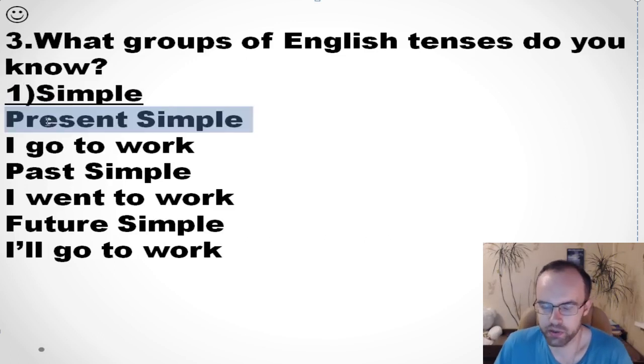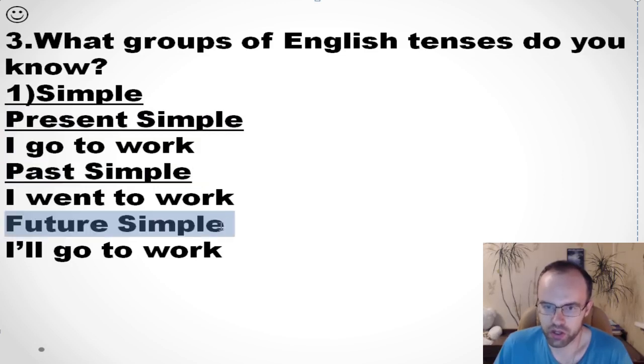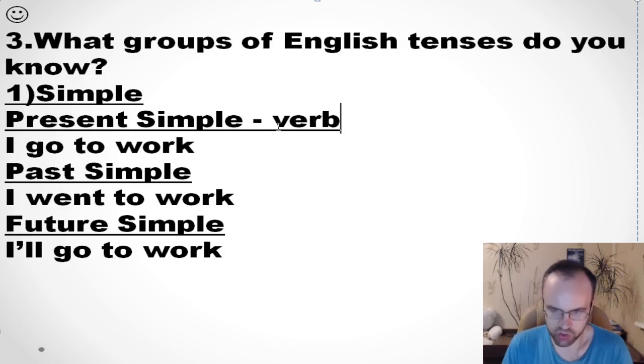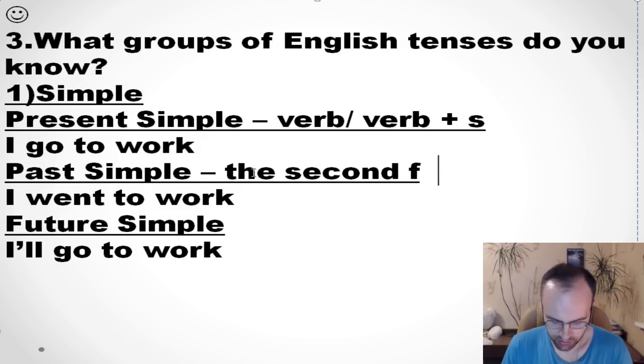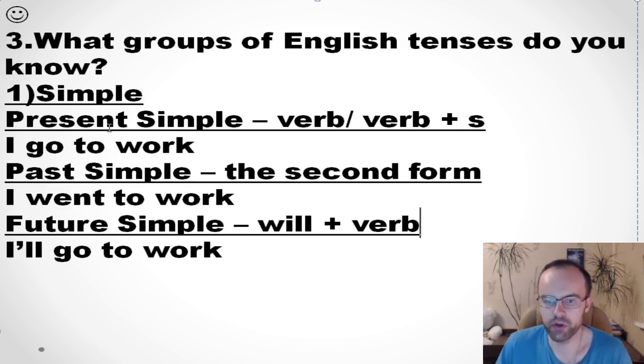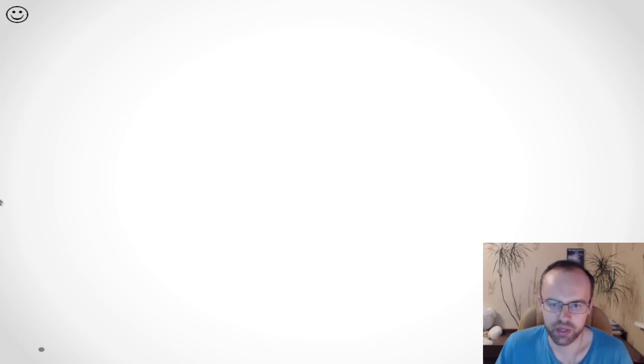And you see present simple, I go to work. Past simple, I went to work. Future simple, I'll go to work. If we look at the formation of these tenses, we mostly use verb or verb plus s if it's he, she, it. Past simple, you need to use the second form. Future simple, will plus verb. Okay, let's look at one more group.